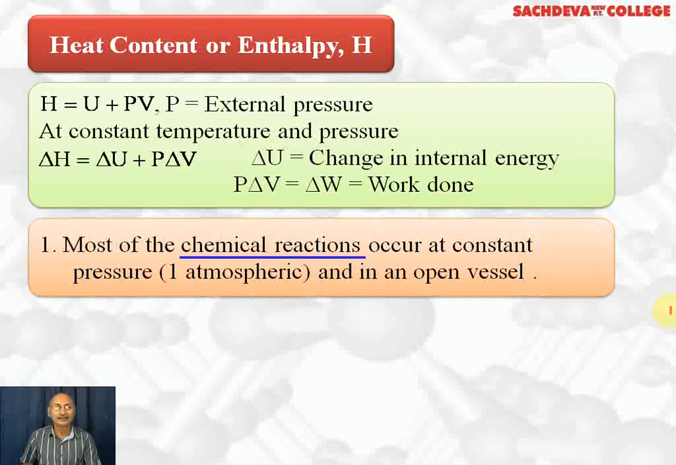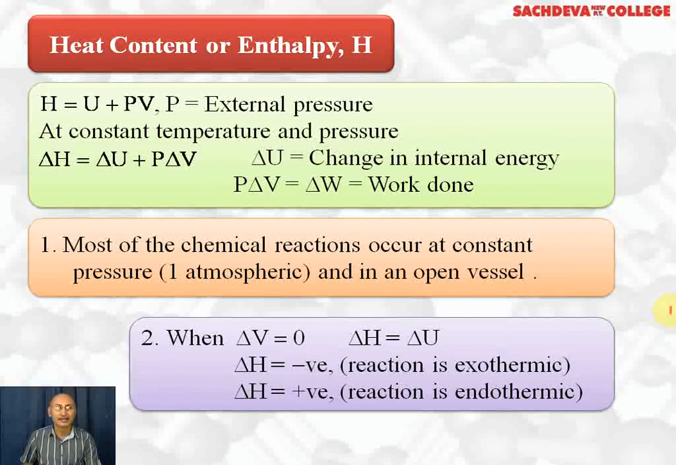Now, most of the chemical reactions occur at constant pressure, that is 1 atmosphere, and in an open vessel. That is the reason that we need enthalpy or heat content. When delta V is equal to 0, that is, there is no change in volume, delta H is equal to delta U. When delta H is negative, the reaction is exothermic. Now, why is the reaction exothermic? Because heat is evolved. Why is heat evolved? Because delta H is equal to Hp minus Hr. And when Hp is less than Hr, heat will be evolved and delta H will be negative.